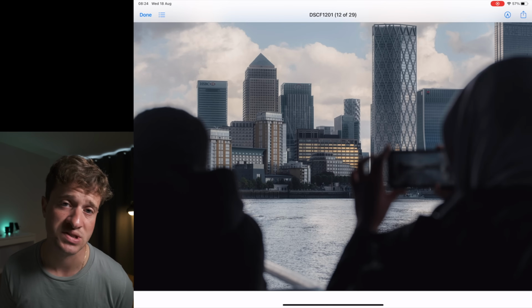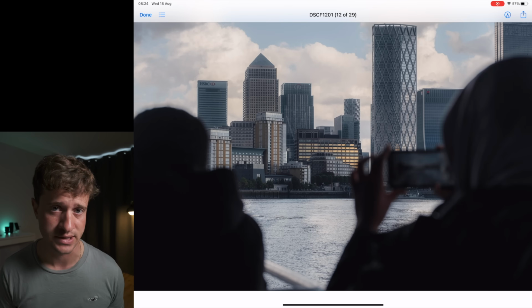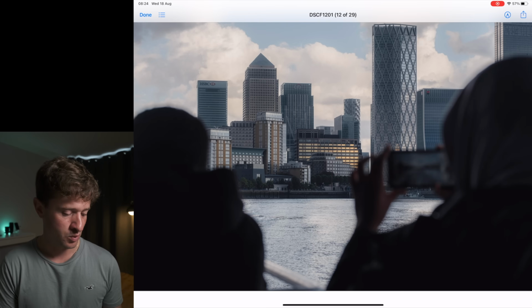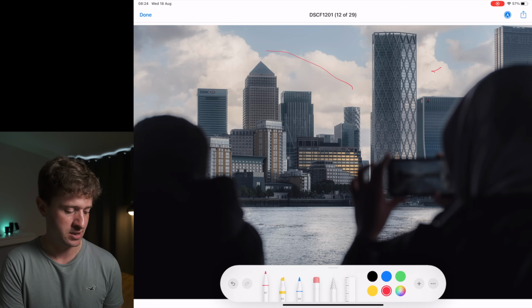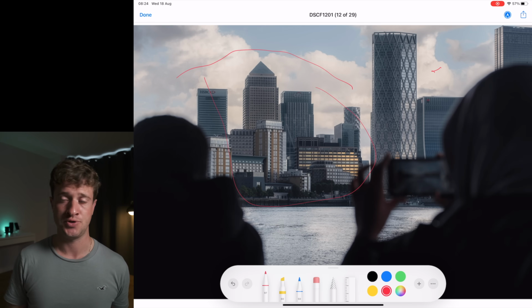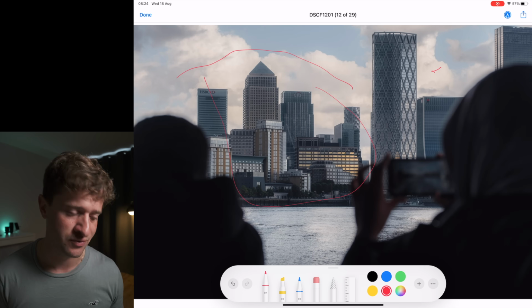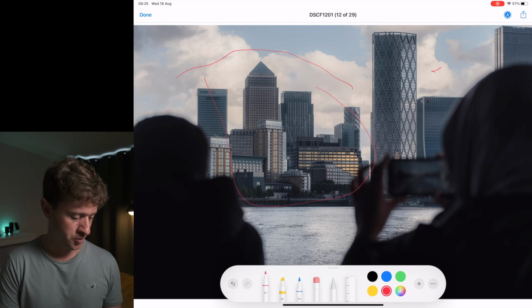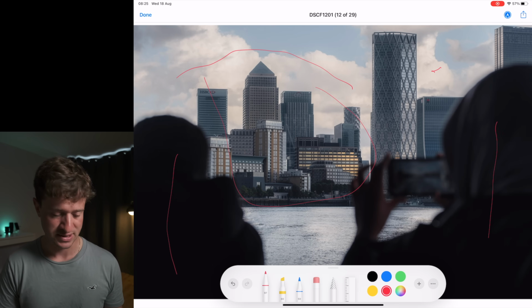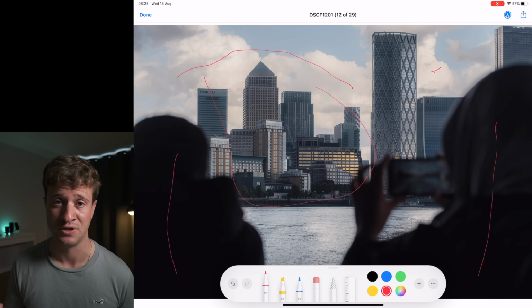The next example was taken from the back of the river taxi going away from Canary Wharf. The subject here was, of course, the really cool clouds in the back and the city, or the skyscrapers, against those clouds. However, if I just literally took a snapshot, it wouldn't really have the same kind of impact compared to if I included the two people that were standing either side, who not only framed the photo, but also added perspective.